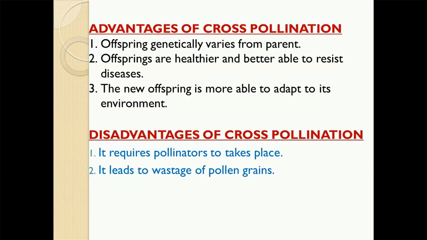What about disadvantages of cross-pollination? One is that it requires pollinators to take place. So without pollinators, it cannot occur. Then number three, that is a wasteful process. Why? Because the pollen grains that are produced are so numerous, and most of them are carried by the wind and then drop onto the ground or surfaces where they are not going to germinate or lead to pollination. So for that reason, it leads to wastage of pollen grains.